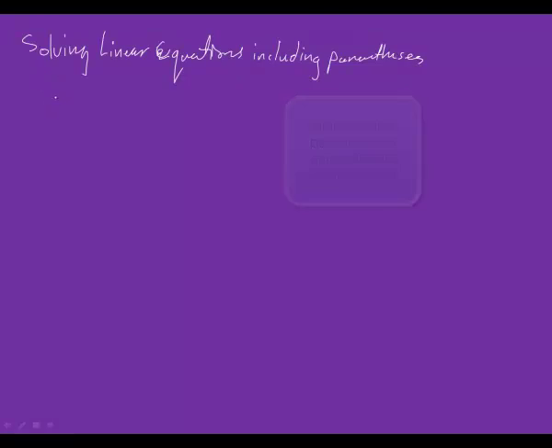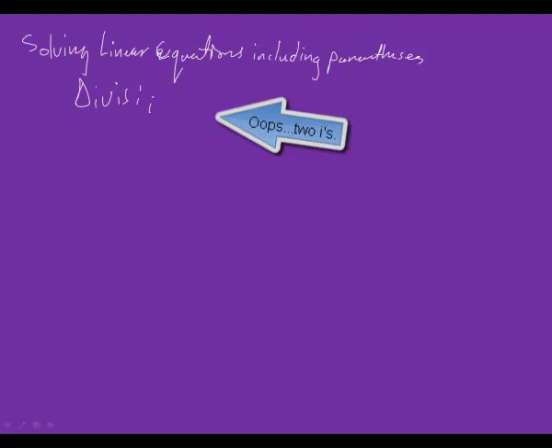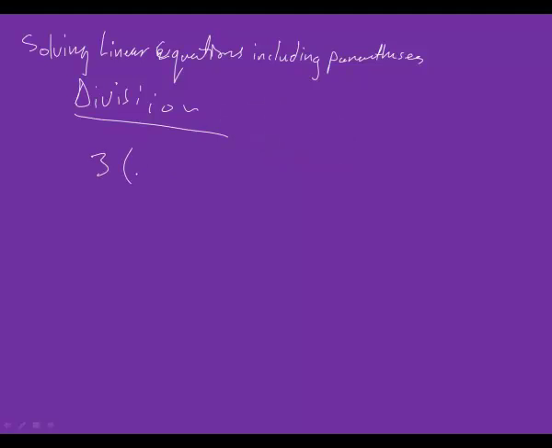Division, D-I-V-I-S-I-O-N. So my equation is going to be 3 times, let's say, x plus 7, and I'll say that's going to be equal to 36. Okay, so how do I know that division can be used to solve this equation?